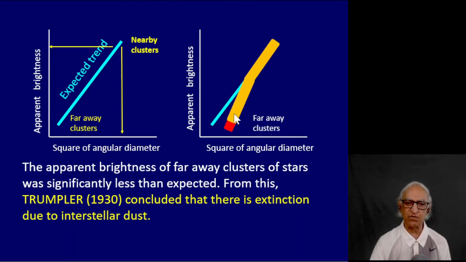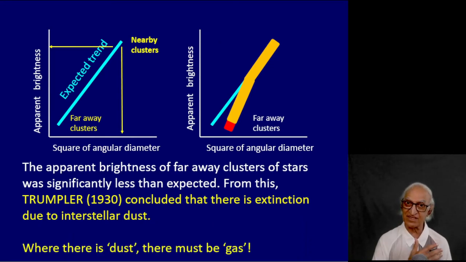From this, Trumpler concluded that there is extinction of visible light from the star clusters, and that the extinction must be caused by objects whose sizes are comparable to the wavelength of radiation, and therefore there must be dust particles. So Trumpler brilliantly concluded that there must be a lot of dust clouds in interstellar space. And of course, where there is dust, there must also be gas, because out of atomic gas, molecular gas forms, and larger grains form, and finally dust grains form.